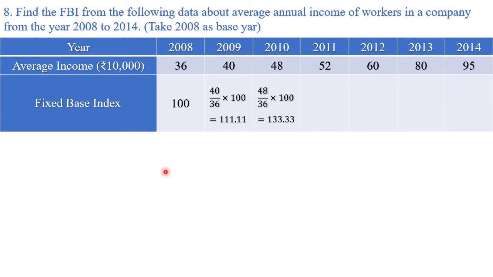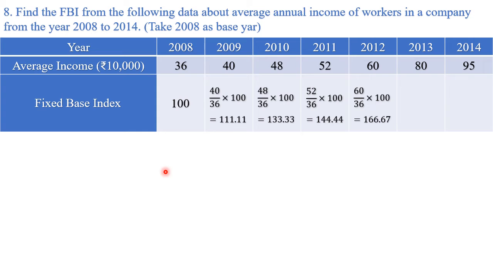That means that each time the base year 2008 value 36 will be constant and the current year value will keep on changing. This is the basic index number, P1 upon P0 into 100. Here P1 will keep on changing and P0 will be constant, 36. So for 2011, 52 divided by 36 into 100 is 144.44. For 2012, 60 divided by 36 is 166.67.